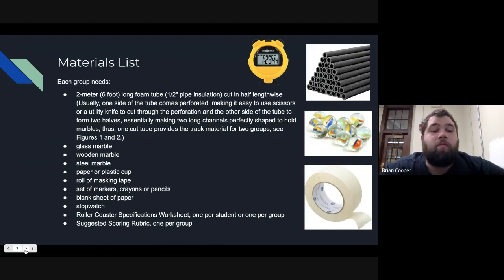Glass marble, wooden marble, steel marble, paper or plastic cup, a roll of masking tape, a set of markers, crayons, or pencils, blank sheet of paper, a stopwatch, the roller coaster specifications worksheet, 1 per student or 1 per group, and the suggested scoring rubric, which is going to be 1 per group.